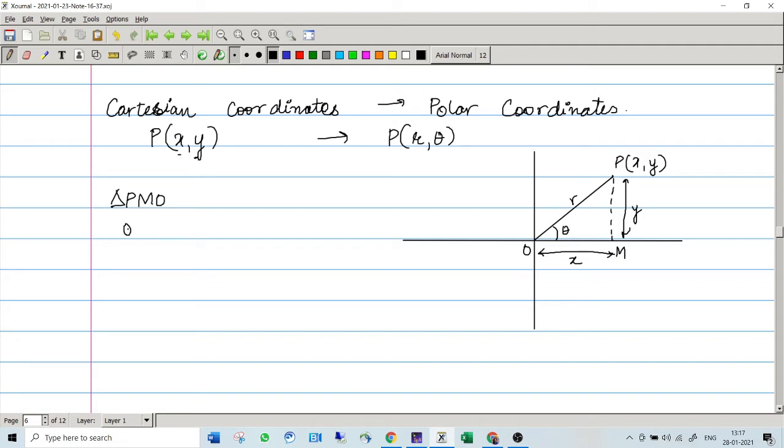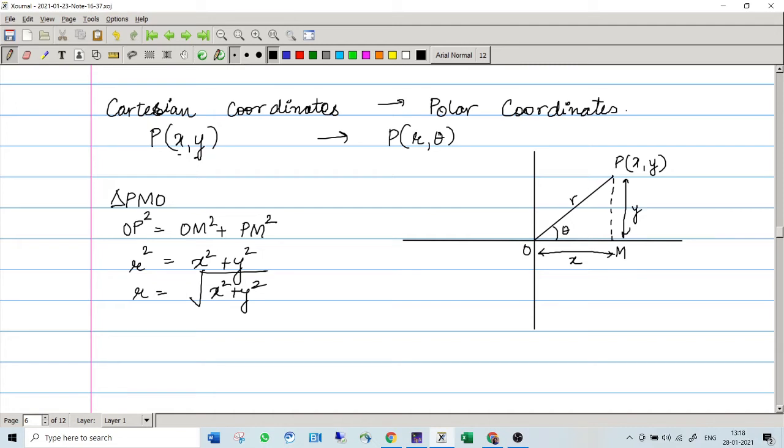You have that OP square is going to be OM square plus PM square. Or rather, OP was r, so r square gives you x square plus y square, and you have that r is going to be the root of x square plus y square. Right? So r is given by the square root of x square plus y square. We intend to take it positive because generally r is the number of units which we are traveling from the origin to reach the point.